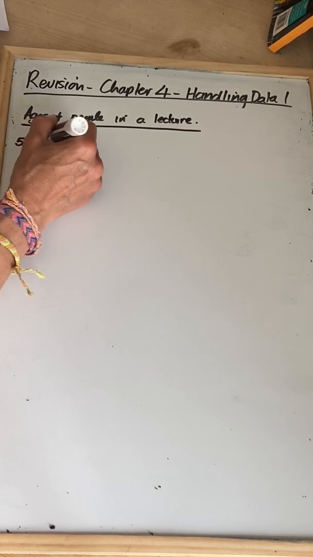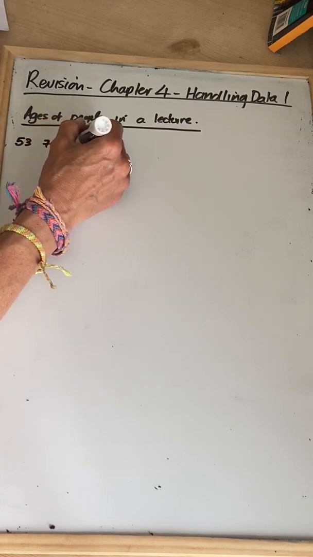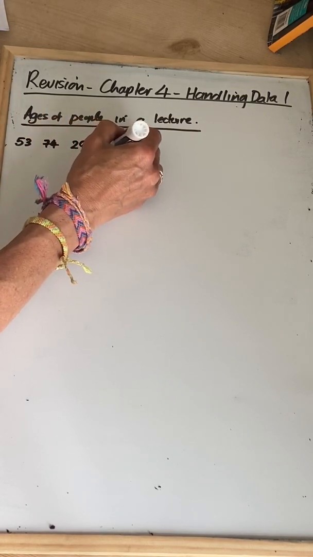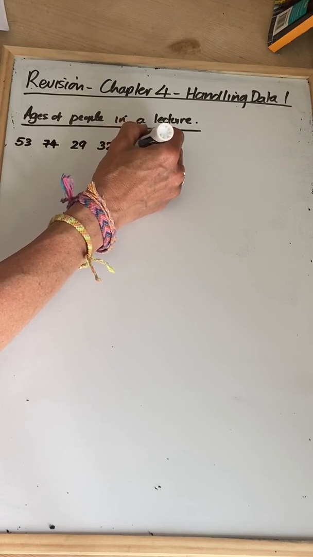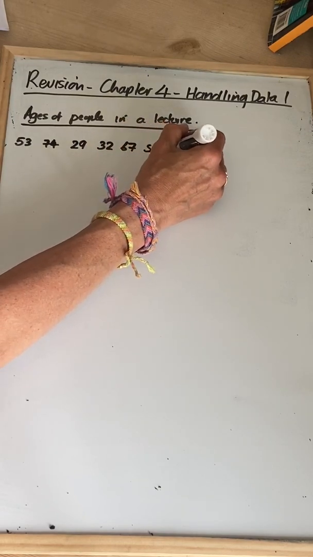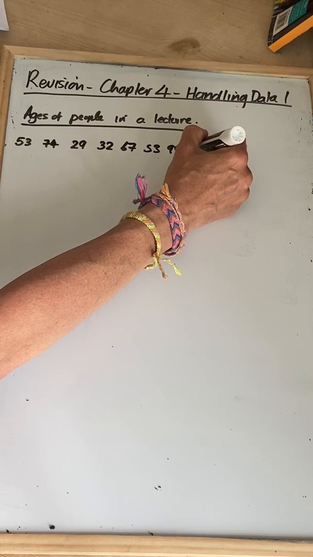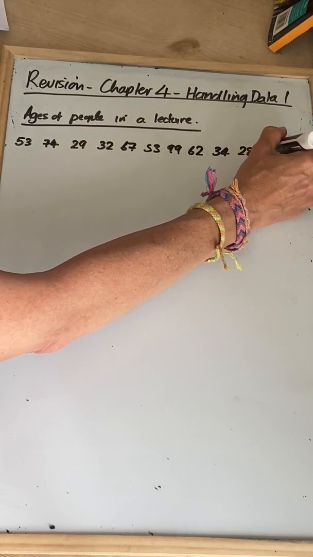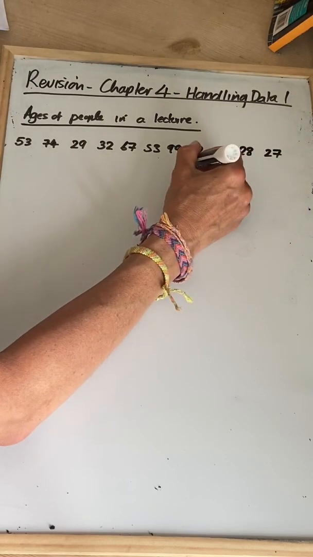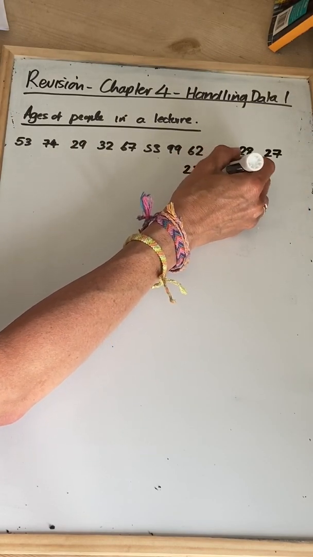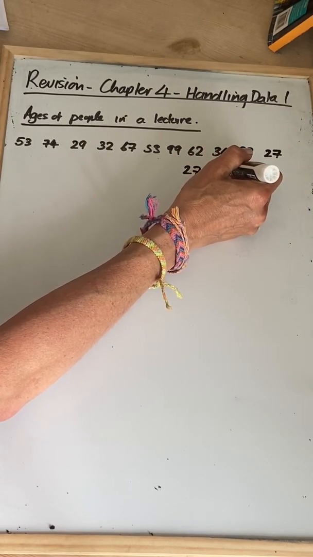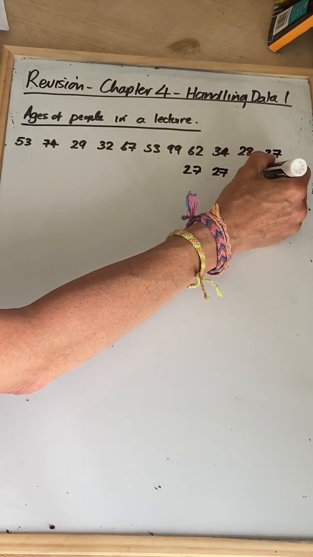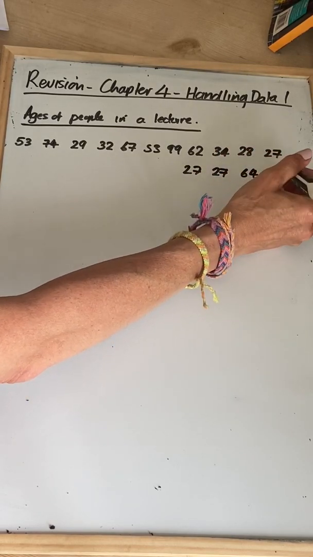So there's a 53-year-old, a 74-year-old, a 29-year-old, a 32-year-old, a 67-year-old, a 53-year-old, a 99-year-old, a 62-year-old, a 34-year-old, a 28-year-old, a 27-year-old, a 27-year-old, a 27-year-old, 1, 2, 3 of those, a 64-year-old, and a 27-year-old.